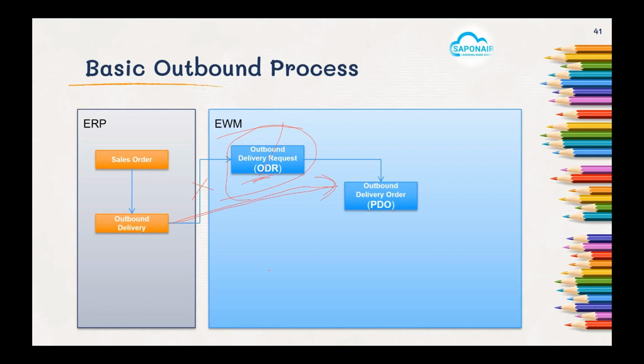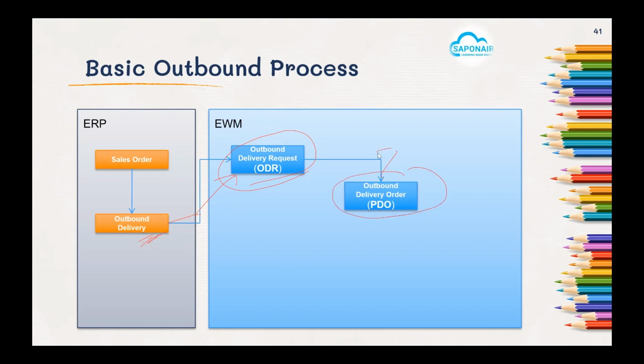But again, just so that tomorrow, when you hear about this, you shouldn't be surprised, that's why I'm giving a brief. As soon as an outbound delivery is created, it will replicate and create an outbound delivery request. It is kind of a container carried to your EWM system with all the delivery information. And then it creates an outbound delivery order.